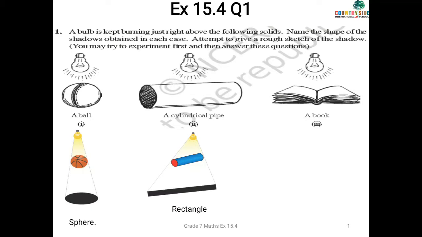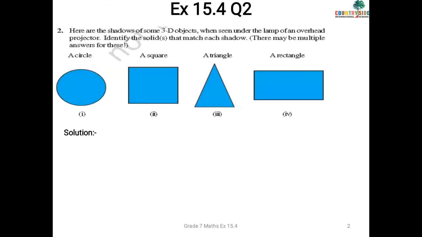Now let's discuss the third part. This is your book and this is the bulb on the top of the book. Which figure are you getting at the end? Yes, you will get a rectangle. So this was question number 1. That was very simple.